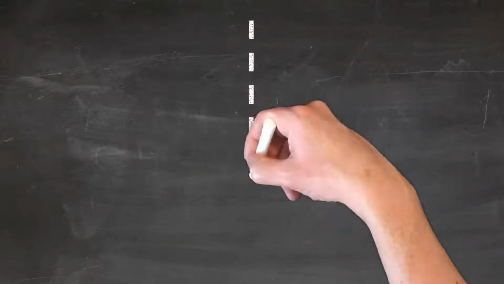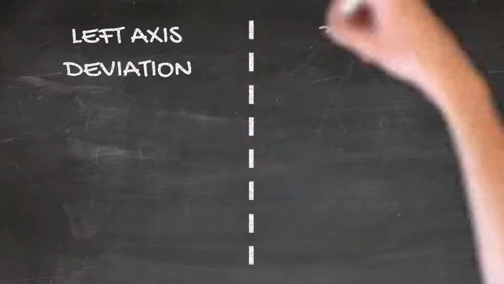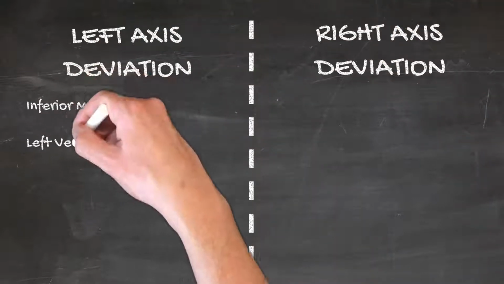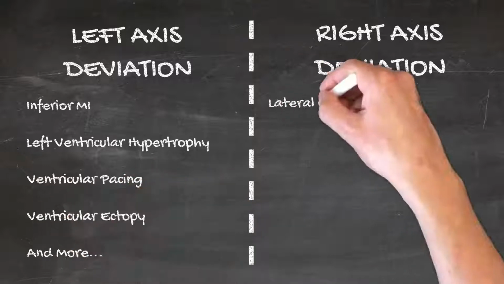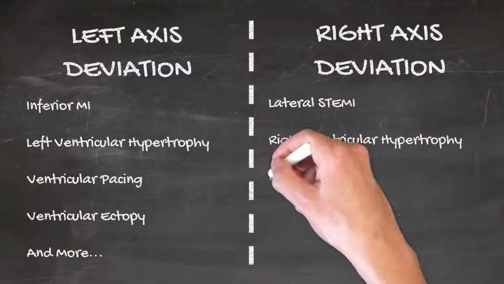So, what causes axis deviation? Well, it can be caused by numerous factors: heart attacks, ventricular hypertrophy, ventricular ectopy, paced rhythms, dextrocardia, and electrolyte imbalances. So electrical axis is an important consideration.